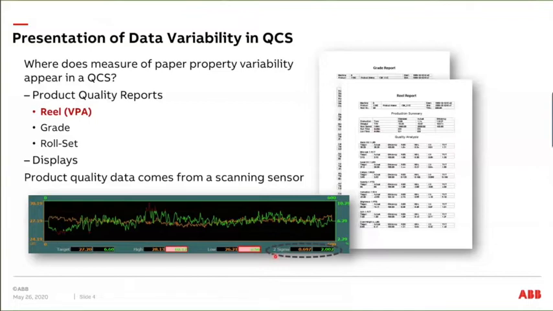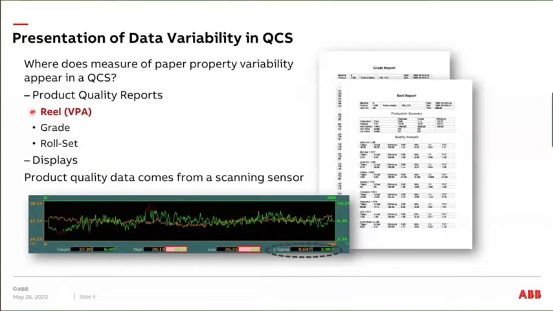That variability is represented or shown in different reports or different displays. What we're focusing on in VPA, though, is the reel report. So I mentioned earlier what we call the jumbo reel, or the reel of paper off the machine. The area of focus this talk is going to gear towards is the reel reports, or the VPA variability that's on the reel report.